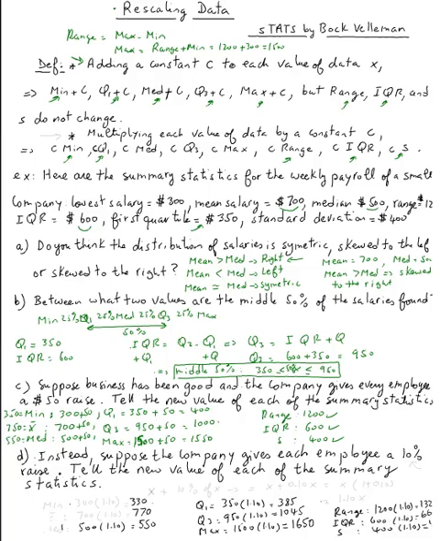Now here's the tricky question. Instead, suppose the company gives each employee a 10% raise. Tell the new value of each of the summary statistics. Even though it says gives each employee 10%, we're not adding a constant. See, to add 10% of each salary, it depends how much money you make. If an employee makes a lot of money, the 10% is a lot.